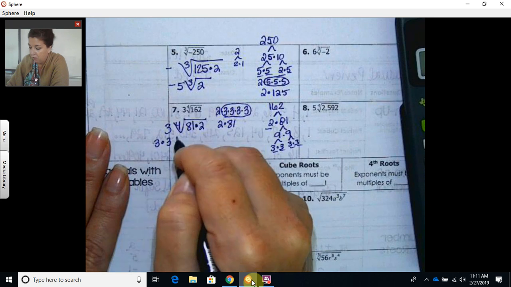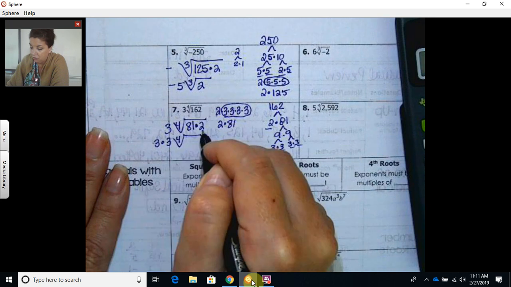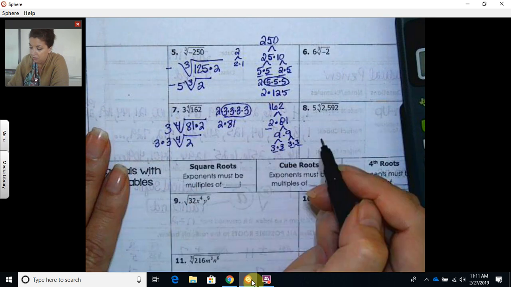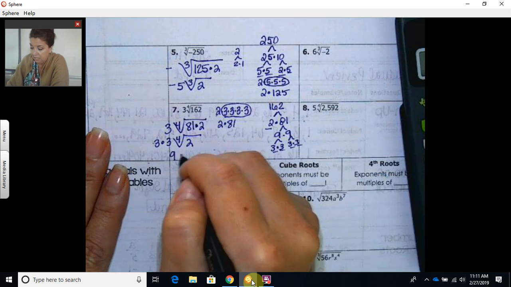We know that 2, does it have a perfect fourth root? No. So the 2 stays under. And what's my final answer? 9 times the fourth root of 2.